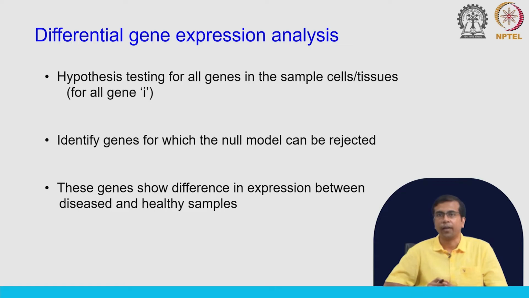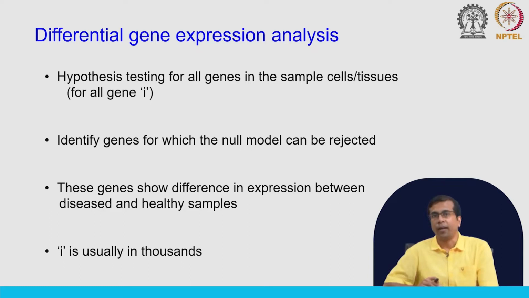Again, this is the most important part. We want to identify the genes that show difference in expression between, for example, diseased and healthy samples. These are the genes that we look for. This is the goal at the end.